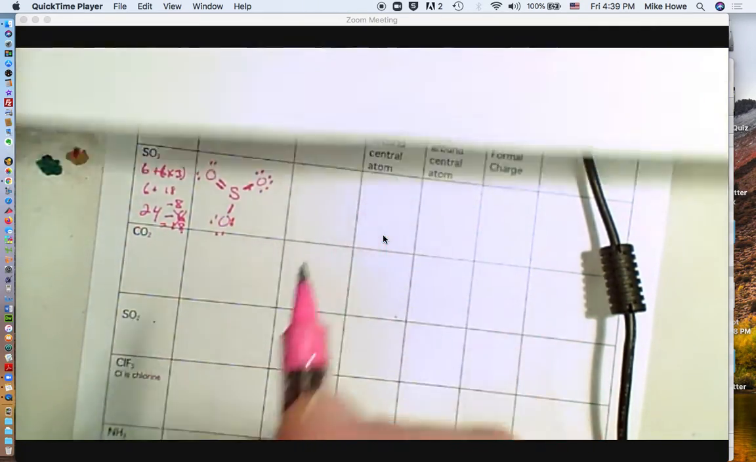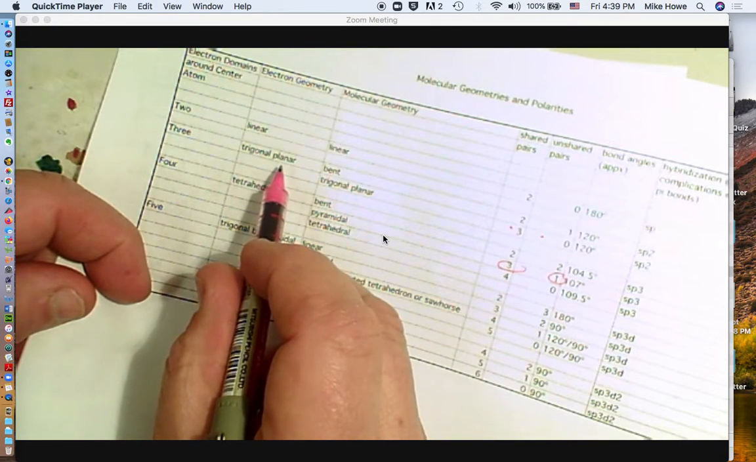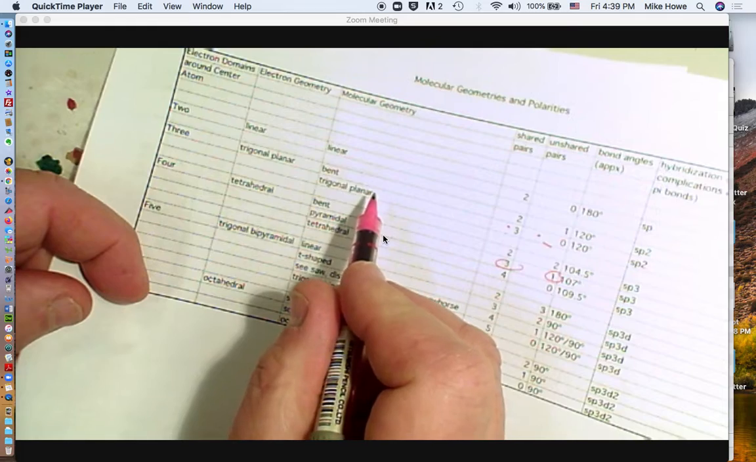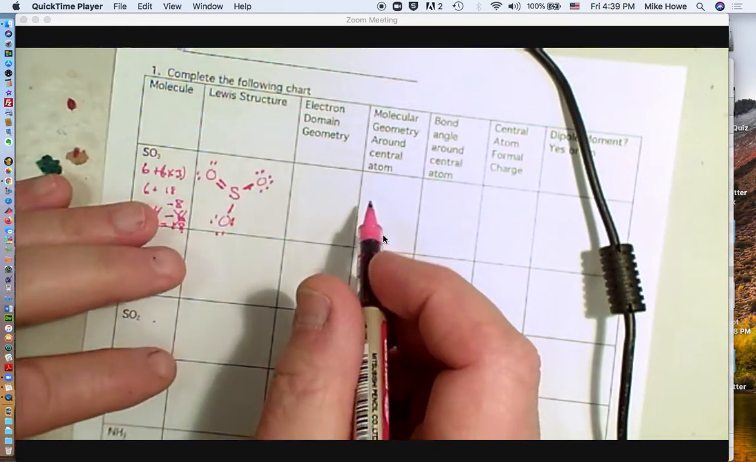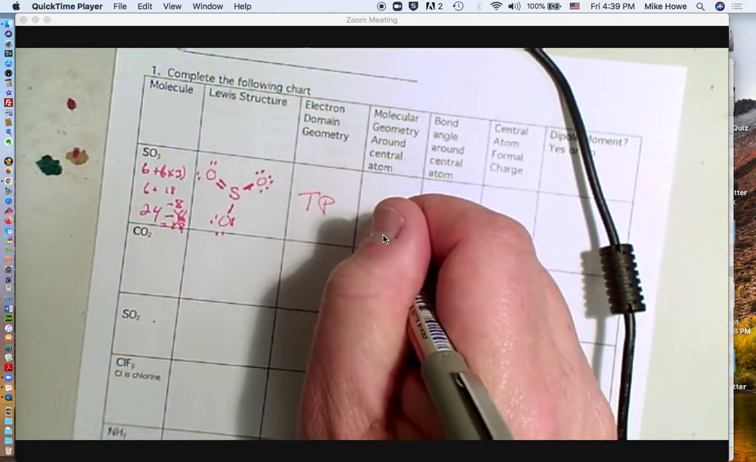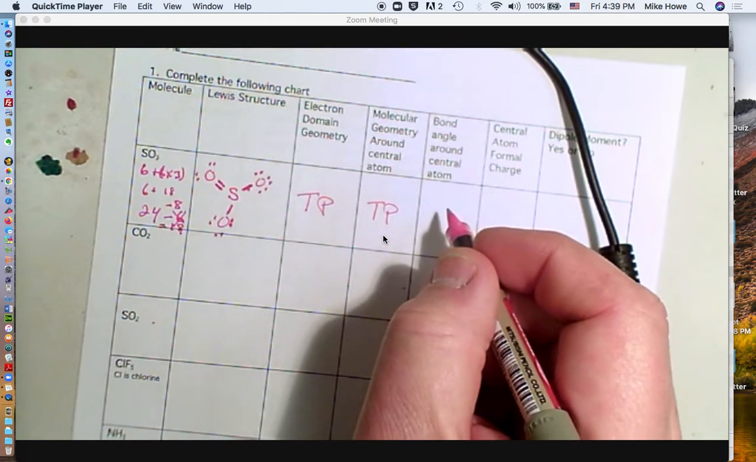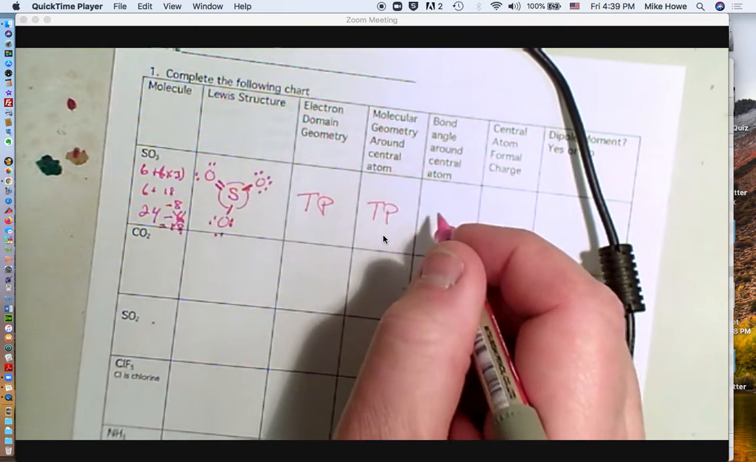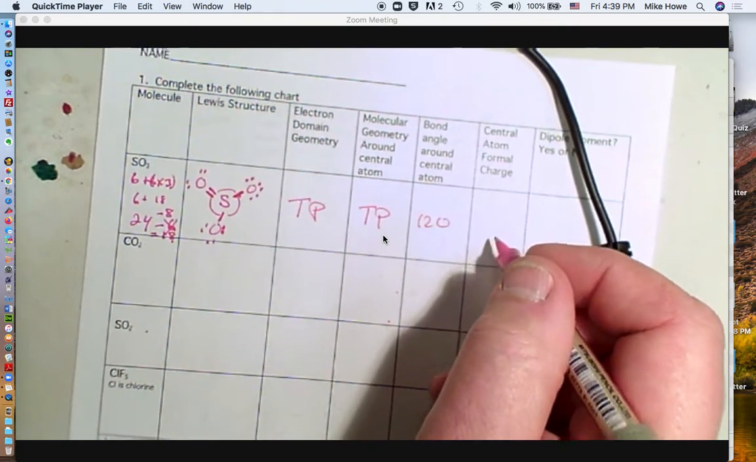If there are 3 domains, we call that a trigonal planar configuration. If all 3 are shared, then the molecule is called trigonal planar too. They are all 3 shared, so this is going to be trigonal planar, and that's going to be trigonal planar. The bond angle, since there are 3 parts to a circle, each one's 120, so you divide 360 by 3.